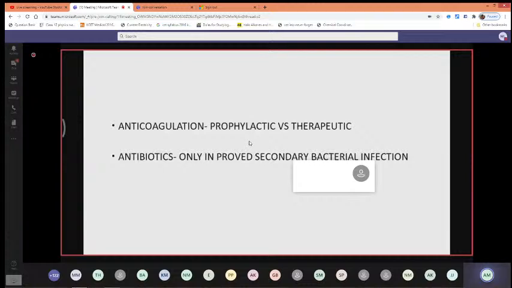Coming to other aspects of treatment like anticoagulation, to prevent DVT, definitely we use anticoagulation. Sometimes in mild cases, prophylactic, whereas in ICU admitted patients, therapeutic doses are given. Coming to antibiotics, it depends on the institution, hospital antibiogram and hospital policy, but it is not a blanket treatment to give antibiotics for each and every case being admitted to the hospital. Only in proven secondary bacterial infection are antibiotics advisable, otherwise not as a routine.